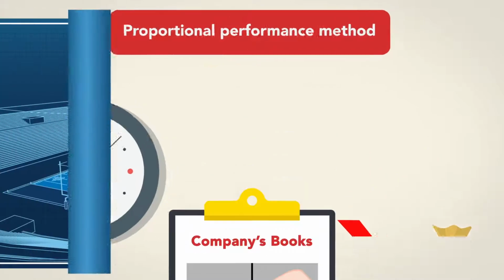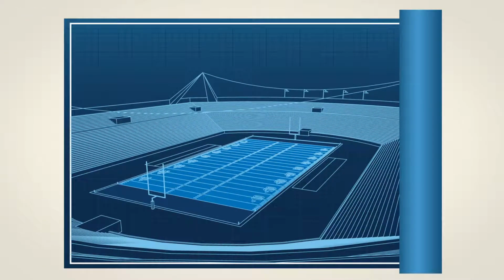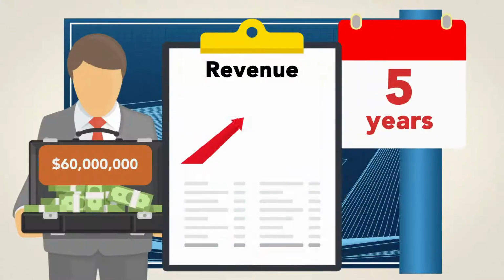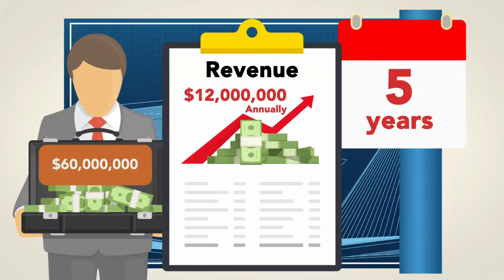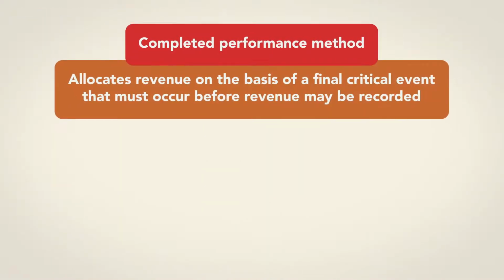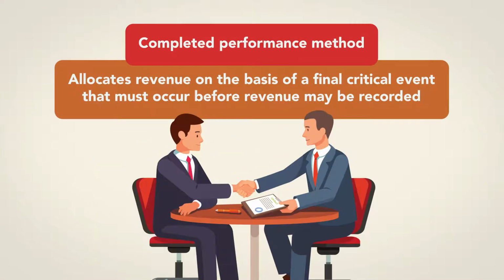For example, Acme Corporation enters into a contract to build a football stadium for $60 million over 5 years. It may recognize revenue from the project at $12 million annually. The completed performance method allocates revenue on the basis of a final critical event that must occur before the revenue may be recorded, such as a settlement payment to a law firm to conclude a lawsuit.